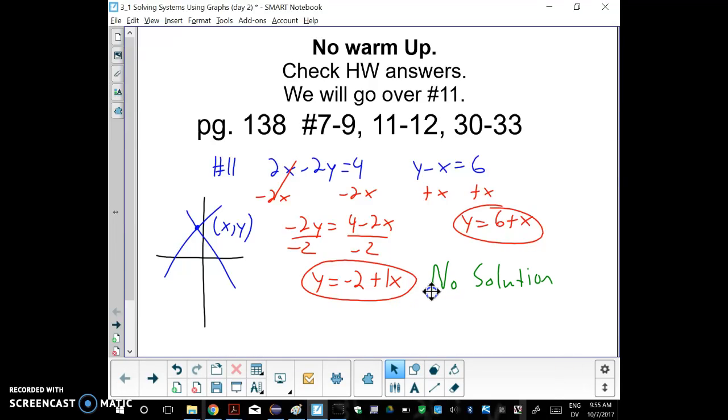no XY pair that works for both equations. All right, and I wanted to go over this one because I think it's a good lead in to today's lesson. We're going to talk about figuring out when is it no solution, when is it infinite solutions. Those are kind of special cases. Okay, so turn in this assignment in the basket once you're done.